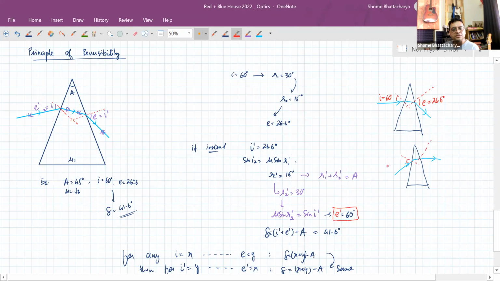So this time if I make the angle of incidence this value, what was the angle of emergence? Without doing the calculation, I can be sure that the angle of emergence now will be what the angle of incidence was. In both cases, the rays will deviate by the same amount. So here, if I was getting delta as 41.6 degrees, here also I'll get delta as 41.6 degrees.